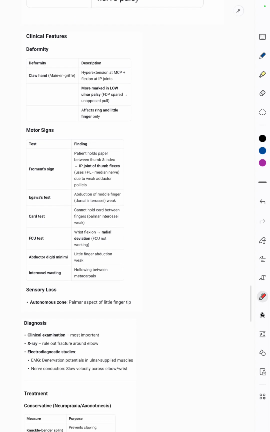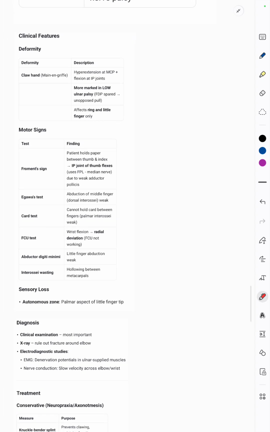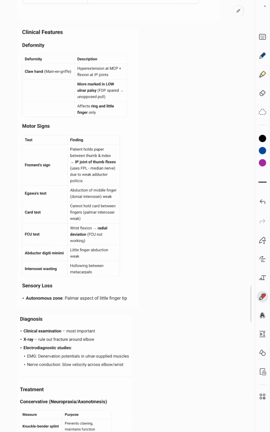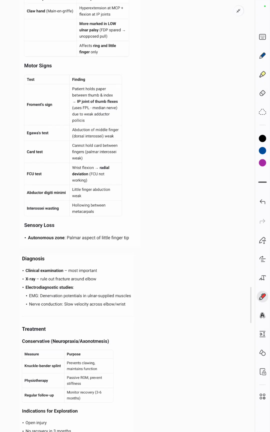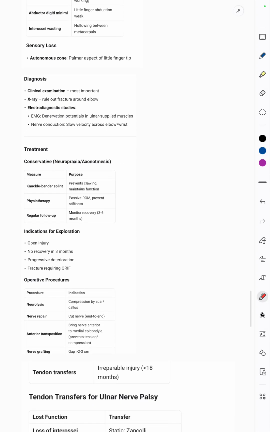The motor signs that can be seen will be from A, B, C, D, E, F. That is, A stands for ulnar nerve, B stands for book test, C stands for card, D stands for the dorsal interossei, palmar interossei, abduction tests, Igawa test, and the Froment sign. Froment sign is the flexion of the thumb that is seen, that is, the patient is using the median nerve. Then the sensory loss, autonomous zone.